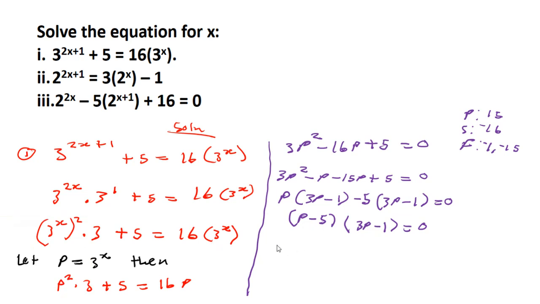What you are going to do is take p minus 5 and equate it to 0. Then you say 3p minus 1 is simply equal to 0. After you do that, you can take 5 to the other side, so p will simply be equal to 5.